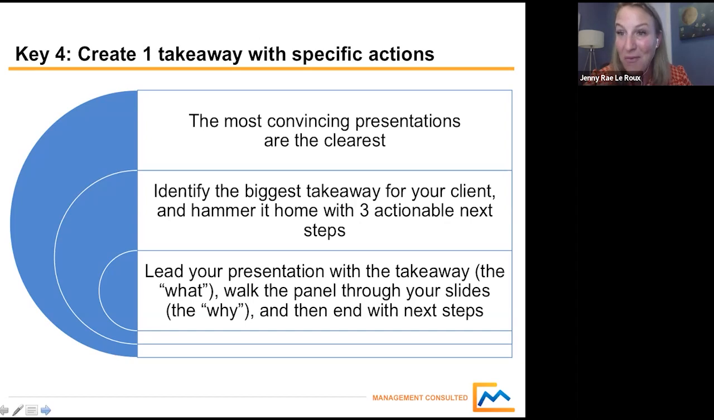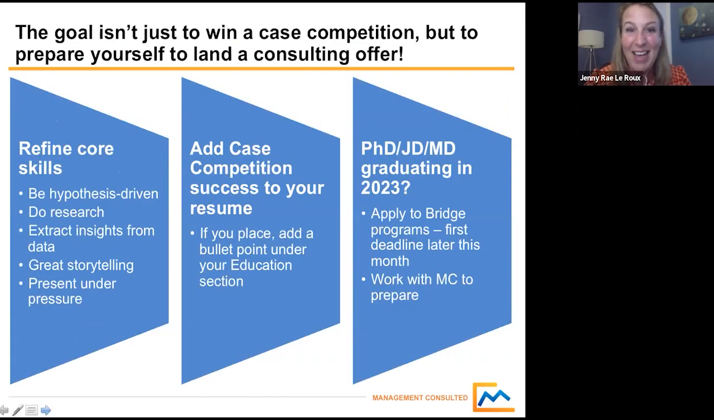Okay, so those are our 4 tips. And I just want to remind y'all that the goal isn't just to win a case competition, right? The goal is to prepare yourself to land a consulting offer. The case competition often will come with money or opportunity. I mean, they're amazing. You should do them. We're big fans of them. But the real opportunity is the preparation that you get and the application of that preparation.